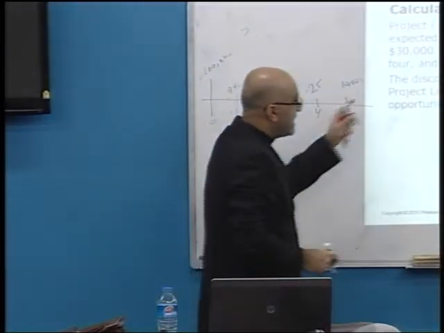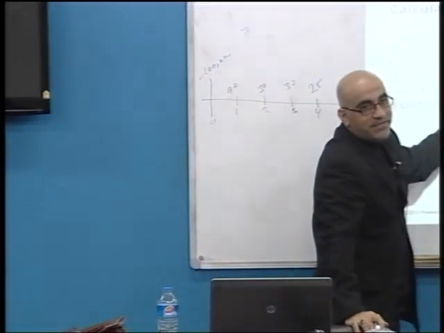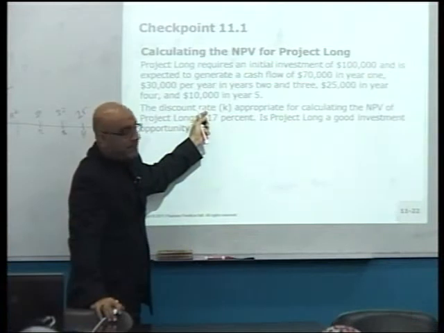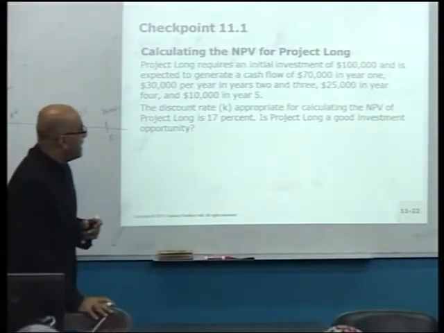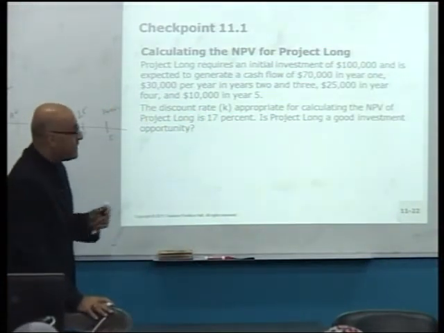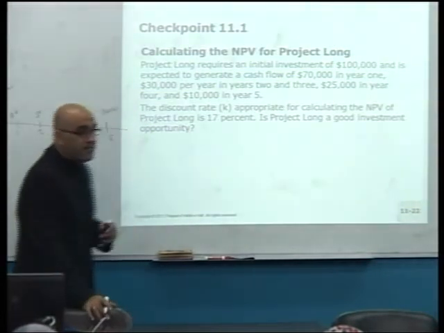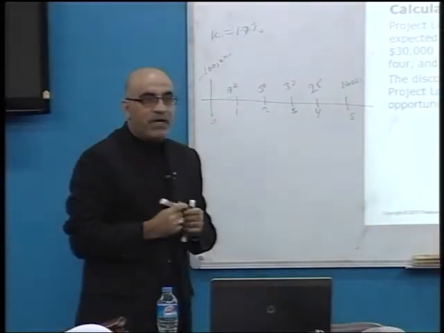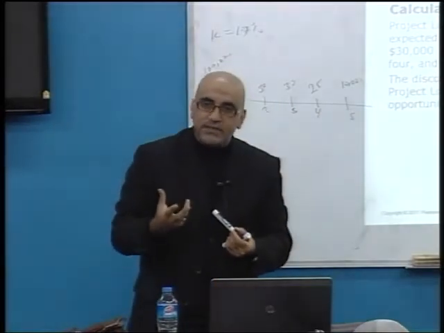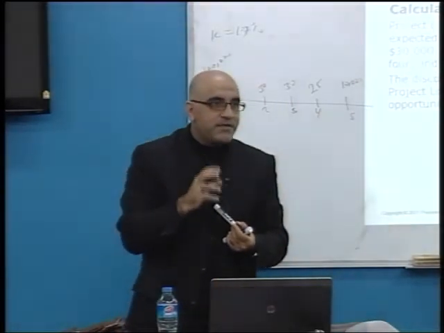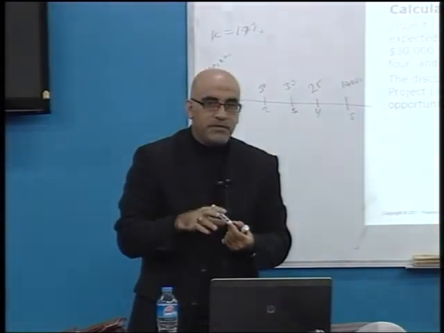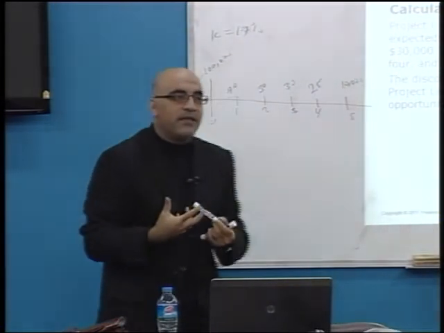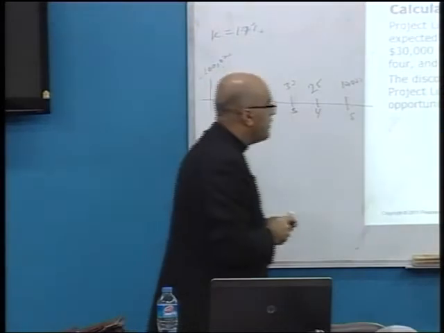Okay? So the discount rate K, what is K here? It is the cost of capital. The discount rate K, appropriate for calculating the net present value of the Project Long, is 17%. So K here is 17%. When you are handling your question, please do it in this way. Why? Because it reflects that you understand the figures in your question. This is the first step in handling your answers or your question properly.